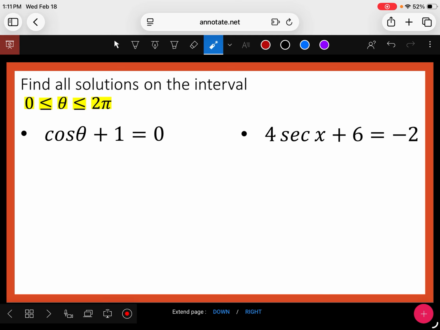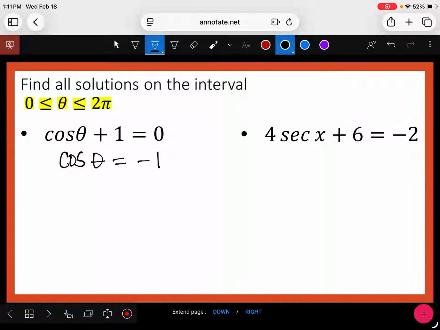Alright, what do you think we're going to do with that first equation to solve it for theta? Subtract what? 1. Let's go ahead and do that. Subtract 1 from both sides. So when I subtract the 1, I have cosine of theta equals -1. The opposite of a regular cosine is the inverse cosine.